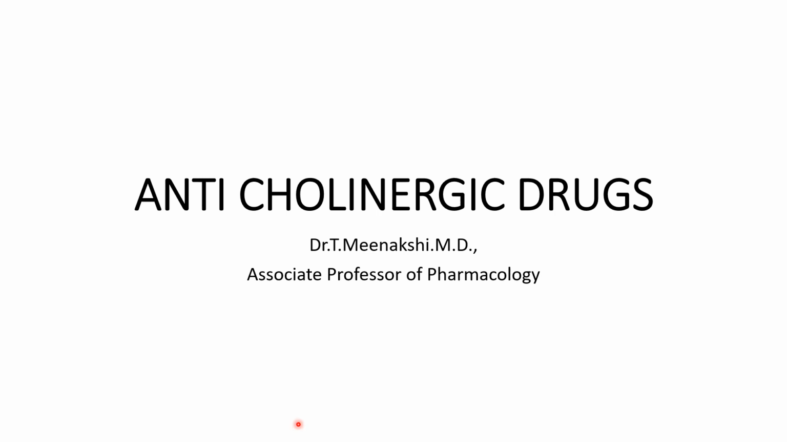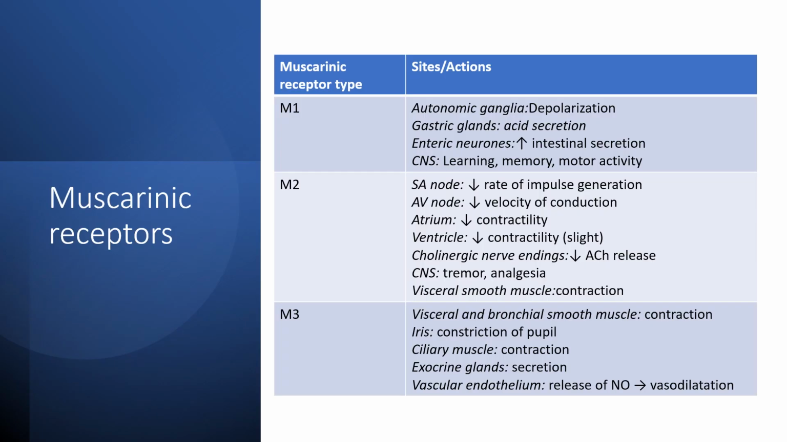Hi everyone, this lecture is about anticholinergic drugs. These are also called anti-muscarinic drugs or parasympatholytics. Before going to the drugs proper, we shall see some of the major muscarinic receptors, their location and their actions.